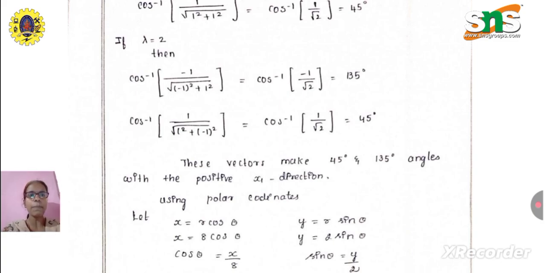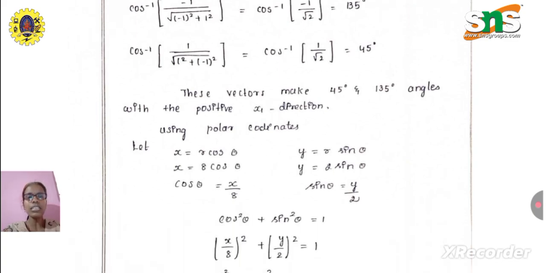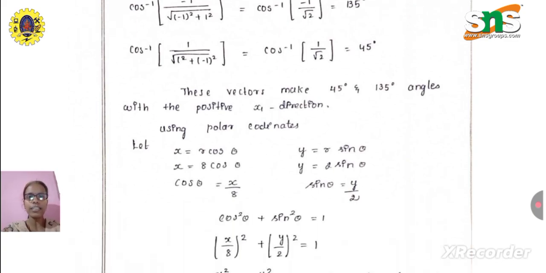So which is in the positive direction. Okay, so using polar coordinates, x equal to r cos theta and y equal to r sin theta. R is what? The eigenvalue. Okay, and the second r is 2. 2 and 8 are the eigenvalues. Okay, from that find what is cos theta and here find what is sin theta. Now, the equation which we already know is cos square plus sin square is 1. We just replace all those terms.